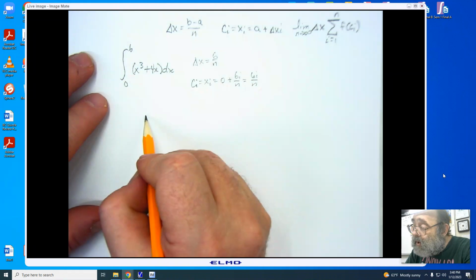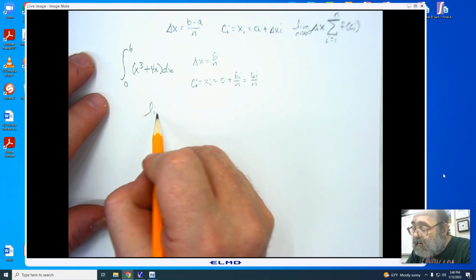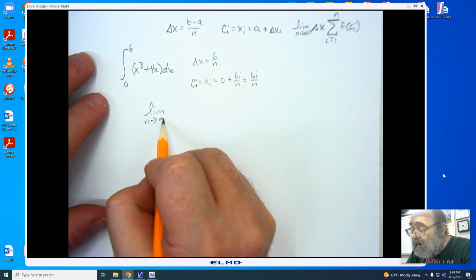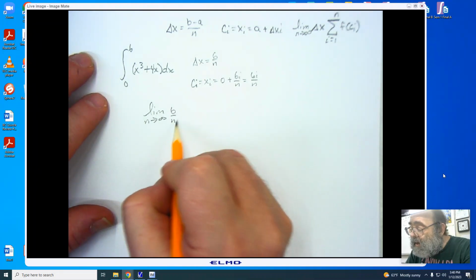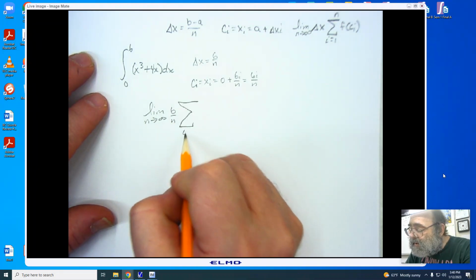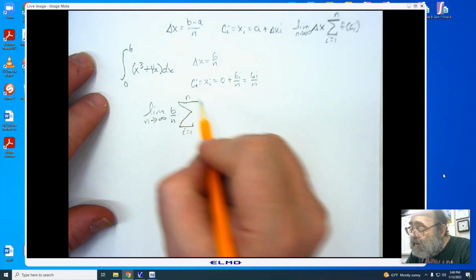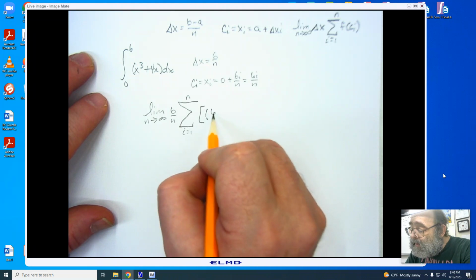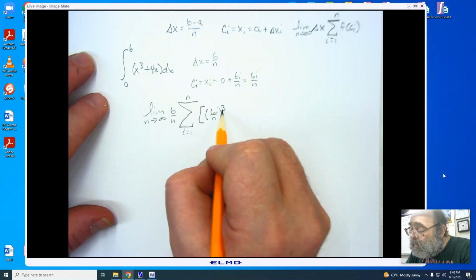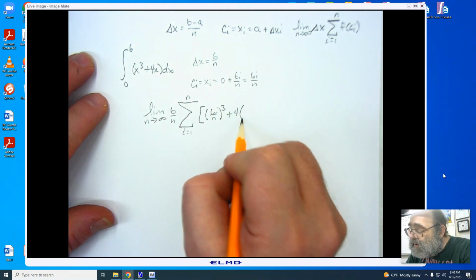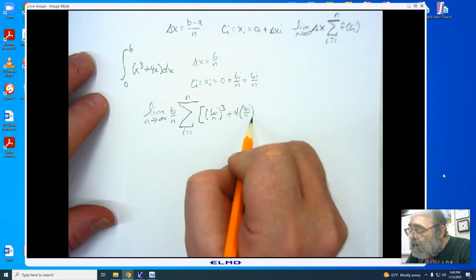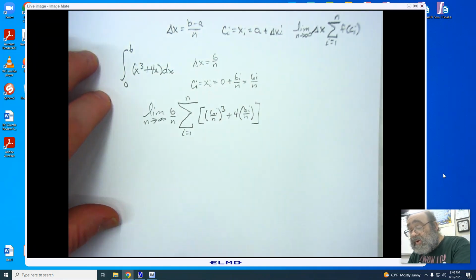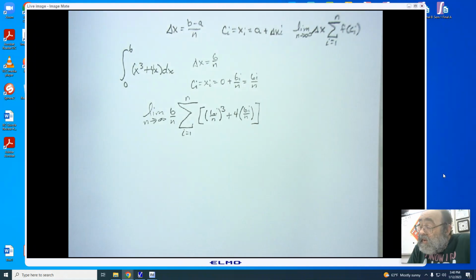We're now going to construct our summation. The limit as n approaches infinity for 6 over n times the summation as i starts from 1 to n, and I now put in parentheses, 6i over n, the quantity cubed, plus 4 times 6i over n. Now you'll notice that there is nothing to distribute here. There's nothing to FOIL. We just have to multiply, so we're going to start with 6 cubed.